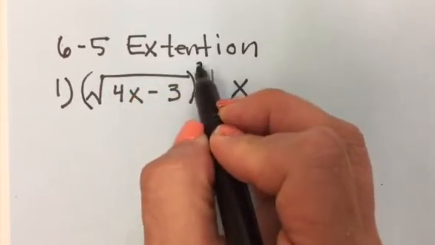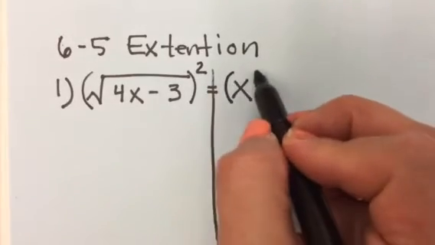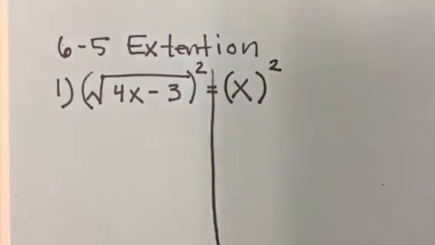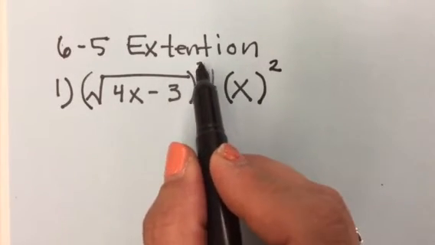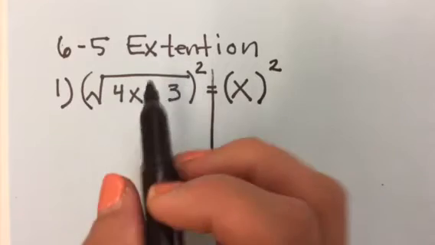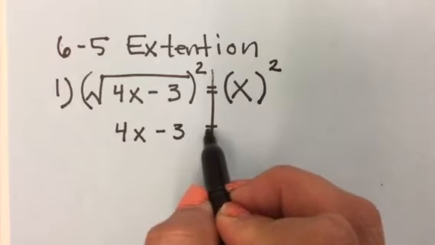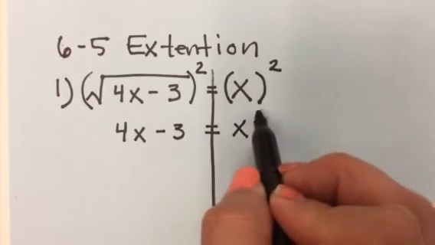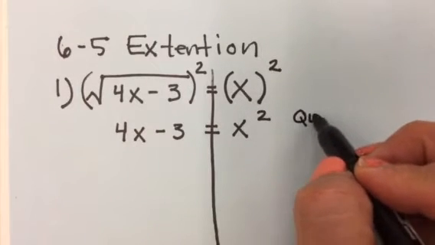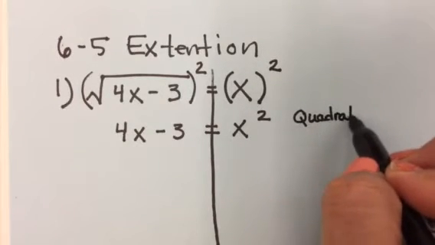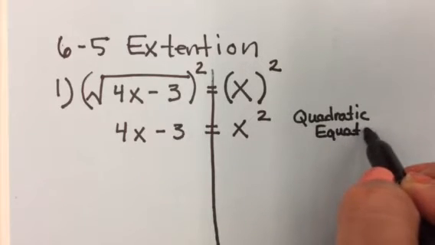By squaring that side, and if we square the left-hand side, we also have to do what? Square the right. By squaring the left-hand side, the square undoes the square root, and now we're left with just 4x minus 3, and of course x to the second power is just x squared. Now what we have is called a quadratic equation.